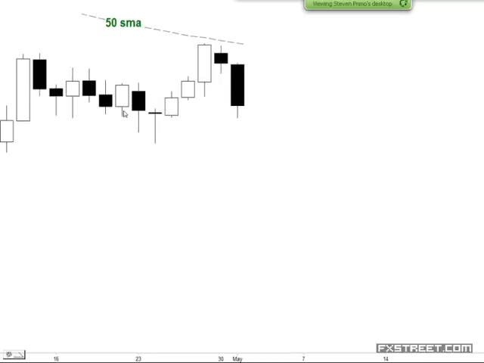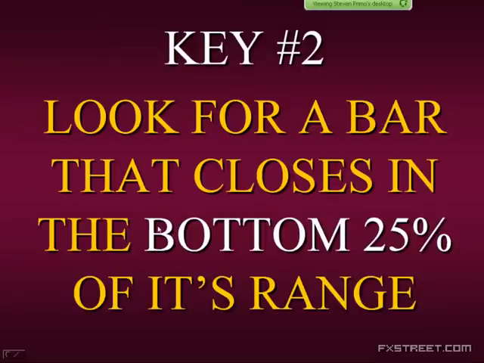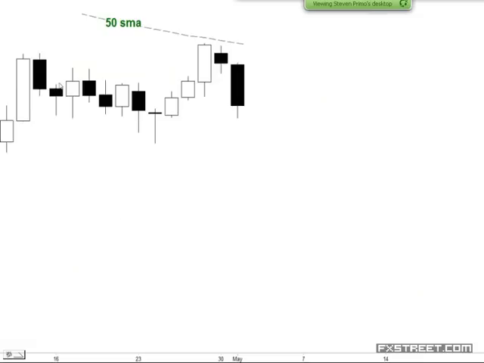Okay? Now we're going to look for a bar that closes in the bottom 25% of its range. All right? So we look at these bars here, and these bars in red all closed in the bottom 25%. Remember, the bottom 25% just means the very top, the high of that day, and the very low, the low of that day. And then it's the bottom 25%, the bottom quarter. We have 4 specific clues here that the market is telling us it wanted to go lower.